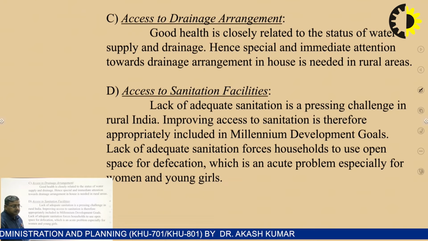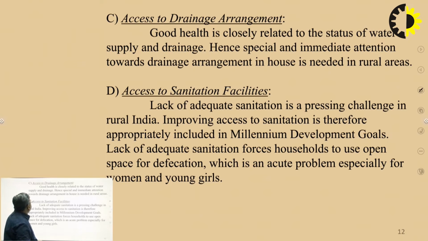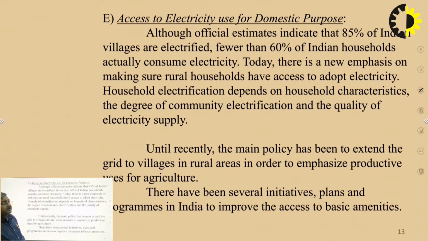Access to drainage arrangement. Good health is closely related to the status of water supply and drainage, and hence special and immediate attention towards drainage arrangement in houses is needed in rural areas. Access to sanitation facility. The lack of adequate sanitation is a pressing challenge in rural India. Improving access to sanitation is therefore appropriately included in the Millennium Development Goals. Lack of adequate sanitation forces households to use open space for defecation, which is an acute problem especially for women and young girls.